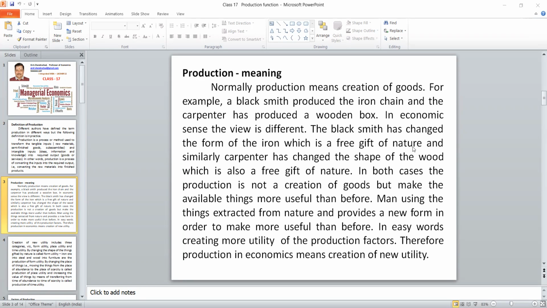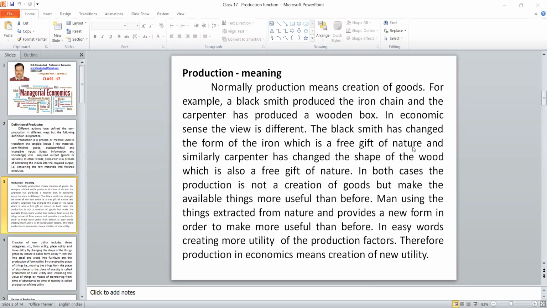That is why the economic view is very different from the other views. The man is using what is extracted from nature and provides a new form in order to make it more useful than before. In easy words, creating more utility is called production. So we cannot say he produced that. Already the raw material is available in nature. In nature, the factors of production are there. He is just converting the shape. Converting this shape, we used to call it production. Therefore, production in economics means creating a new utility.